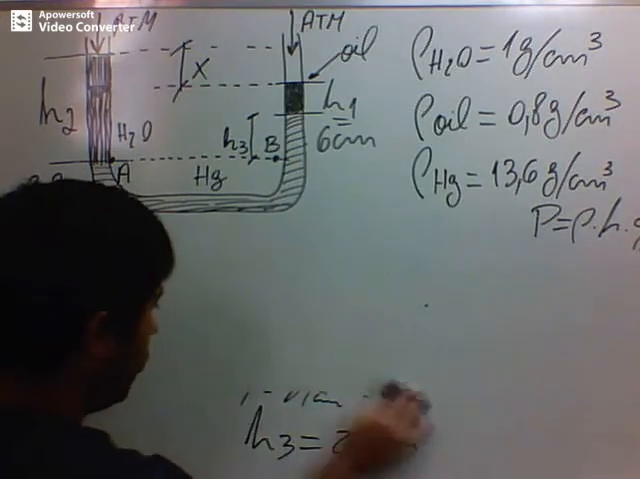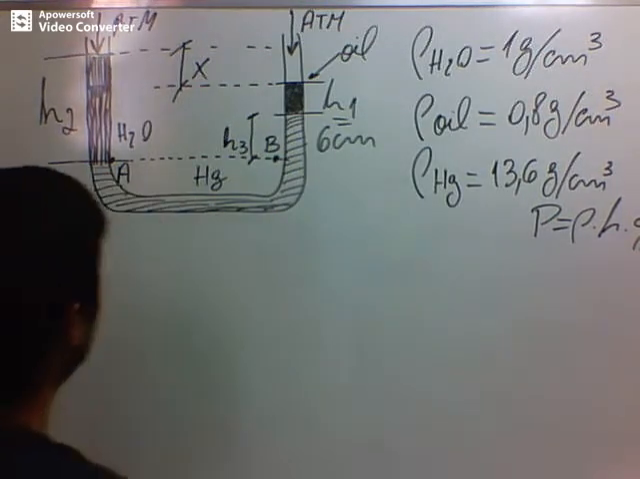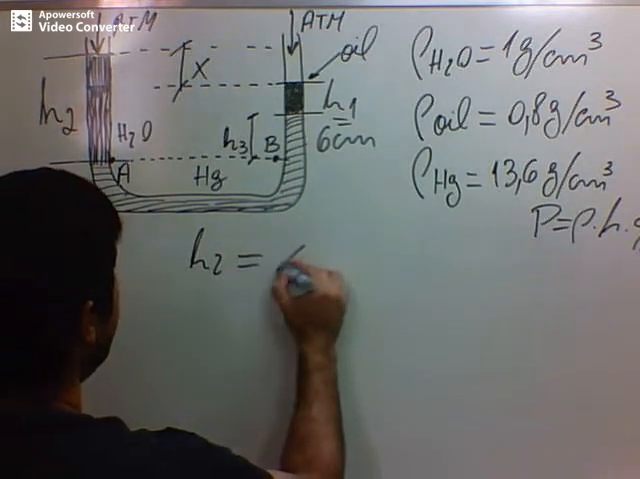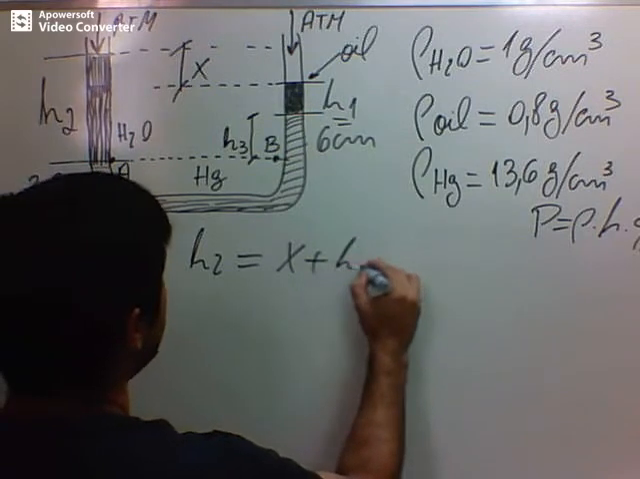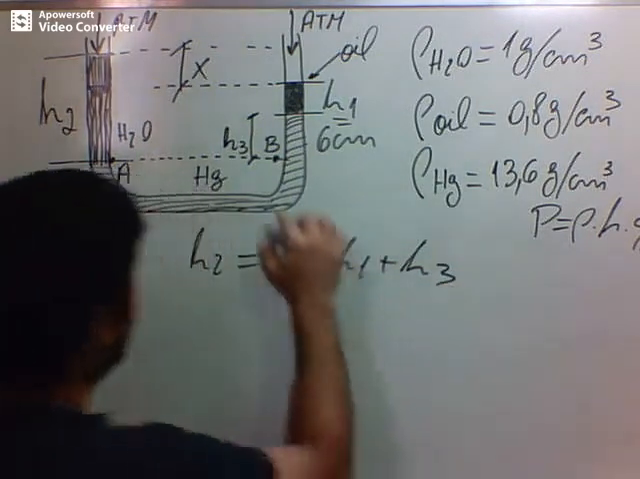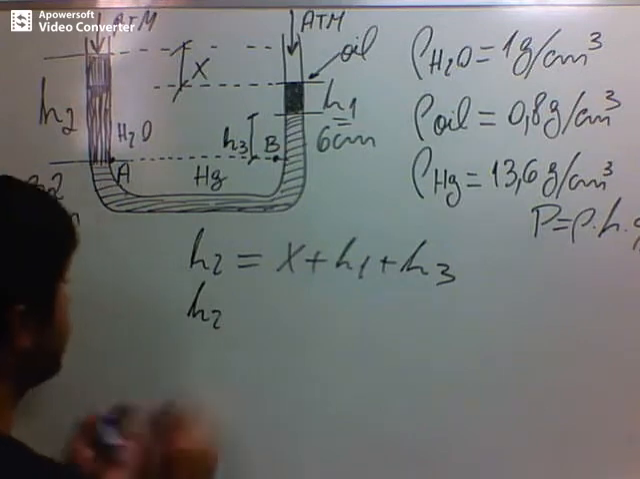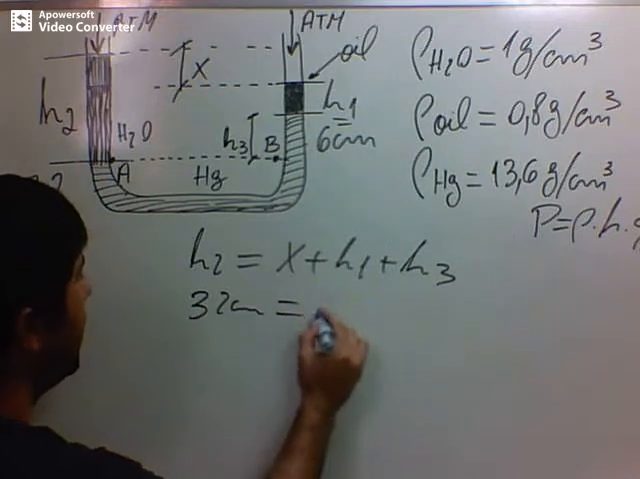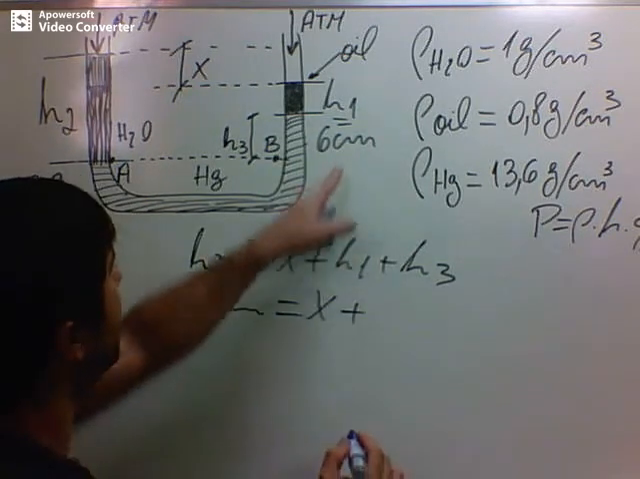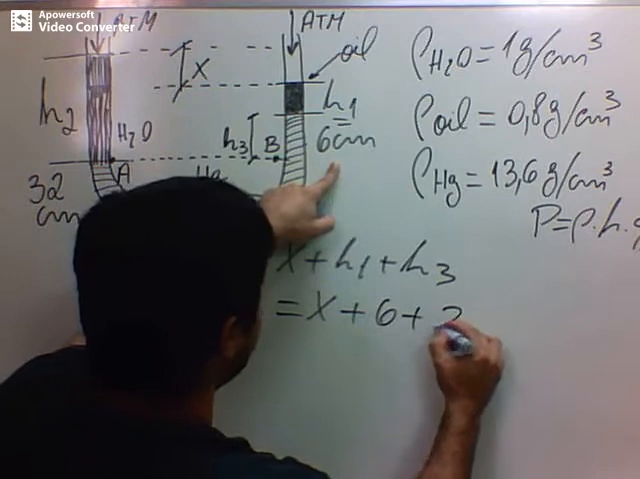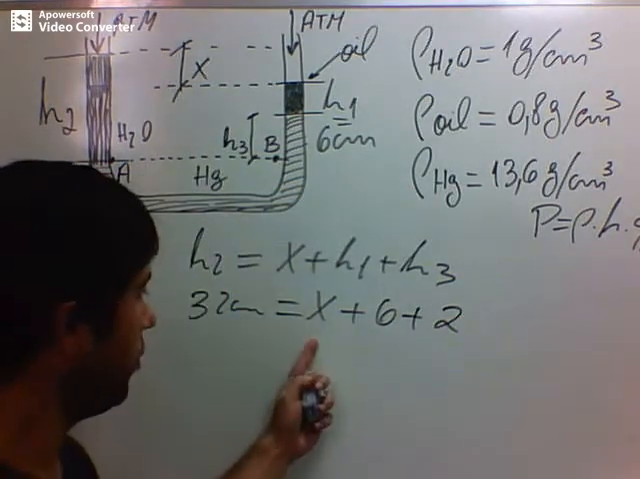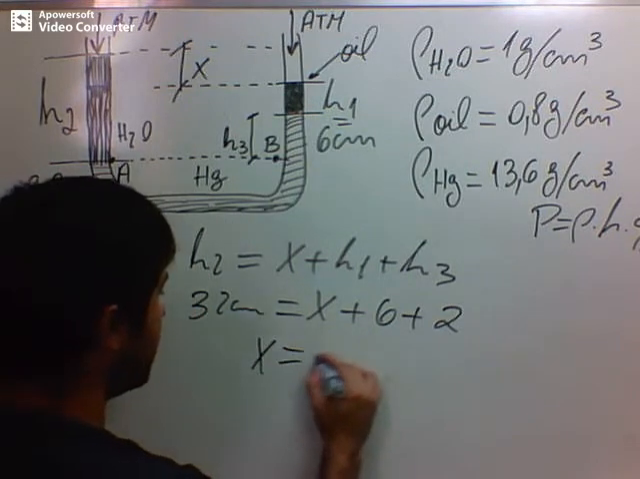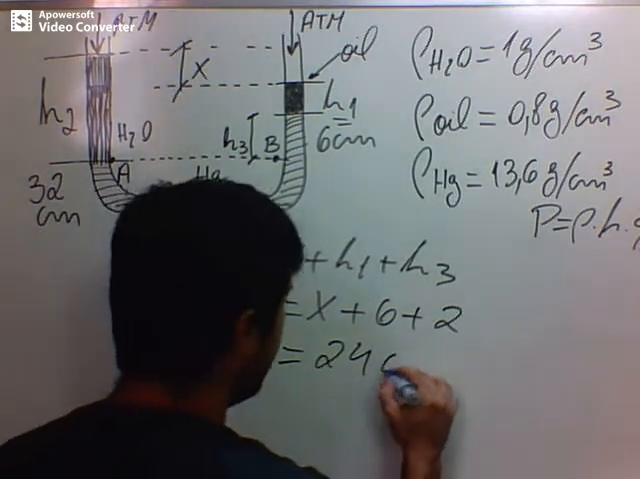We know that H2 is going to be equal to x plus H1 plus H3. We already know that H2 is equal to 32 centimeters, okay? x plus H1, which is 6, and here we calculated that H3 is 2. We put this and this to this side, and we find that x is equal to 24 centimeters.